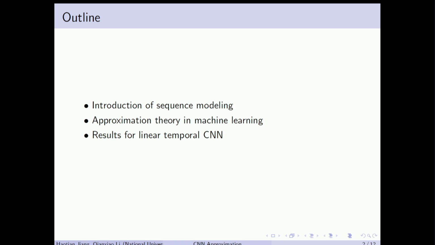And instead of going into the details about the specific setting, I'm going to introduce the overall settings and the general idea of our works.